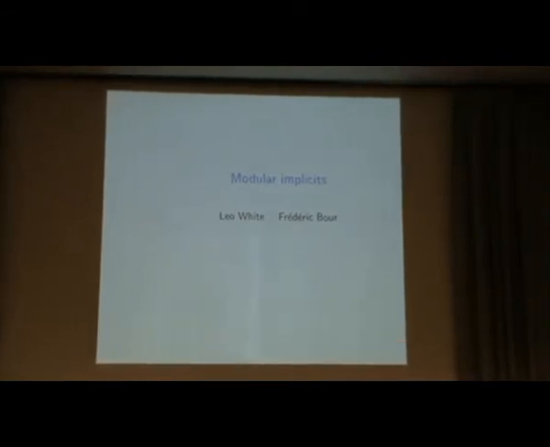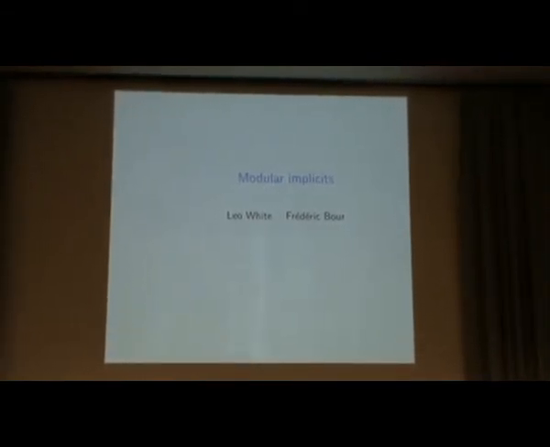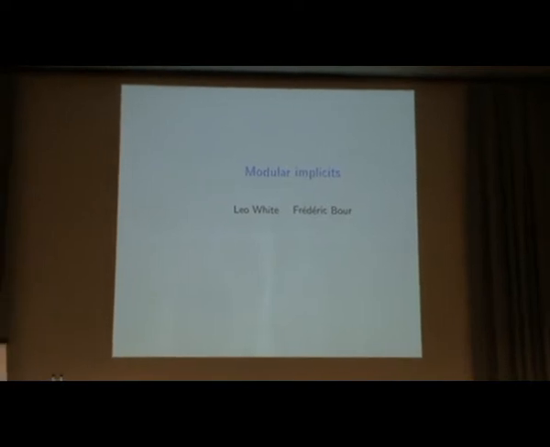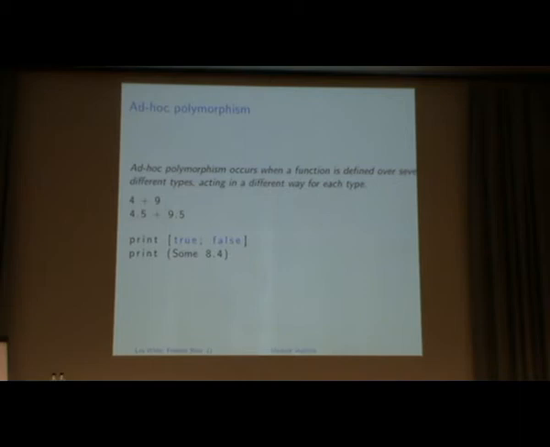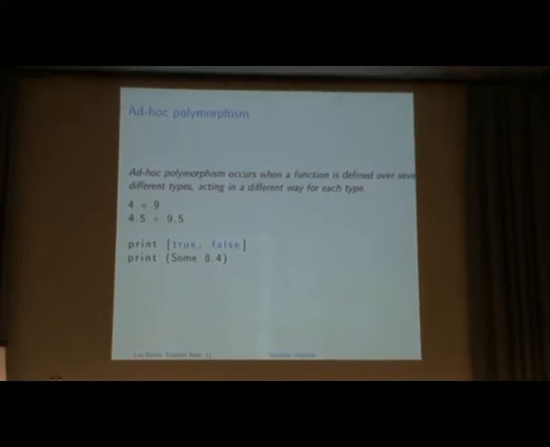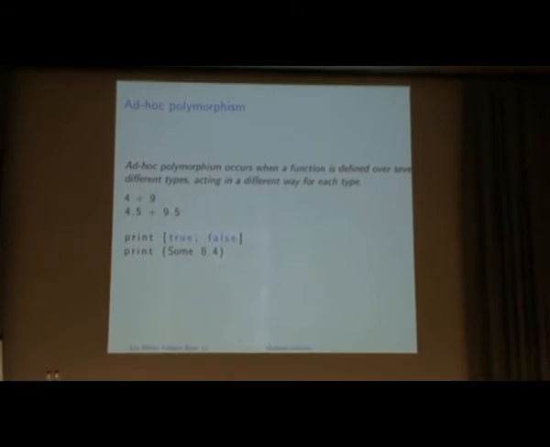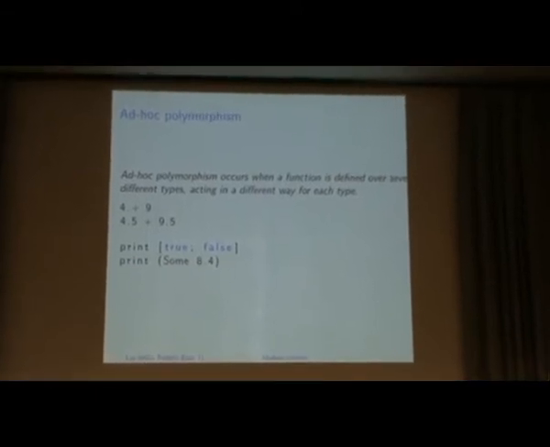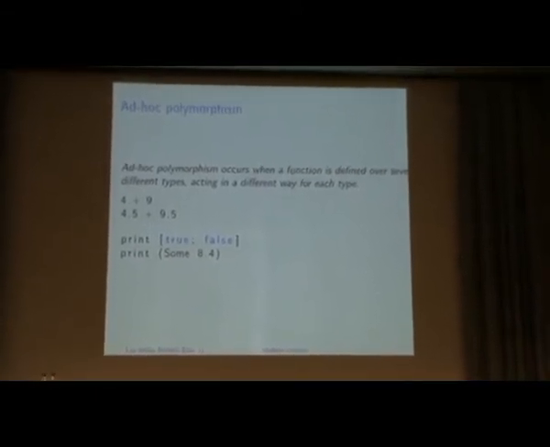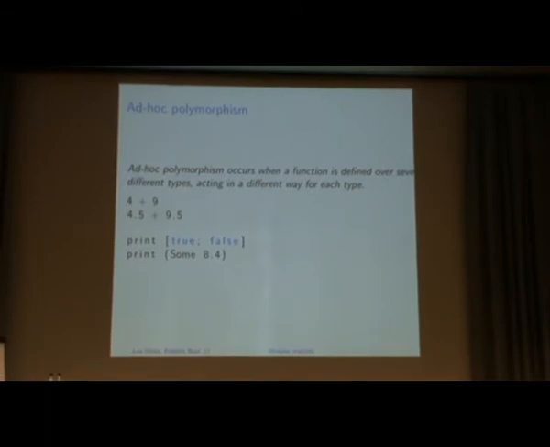So yes, I'm going to talk about some work that I did before: an extension to OCaml to support ad hoc polymorphism. Ad hoc polymorphism is when you have a function defined over several different types that acts in a different way for each of those types. Classic examples are a plus operator that works on integers and floats, or a print function that prints values based on their type. A number of languages have support for ad hoc polymorphism.